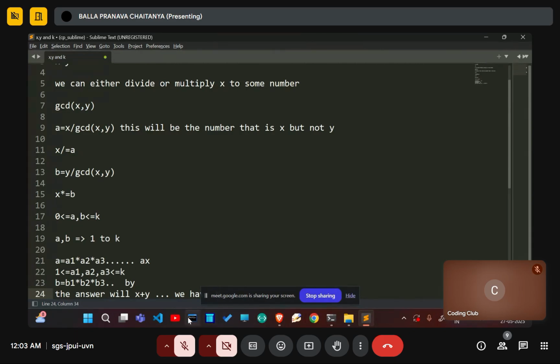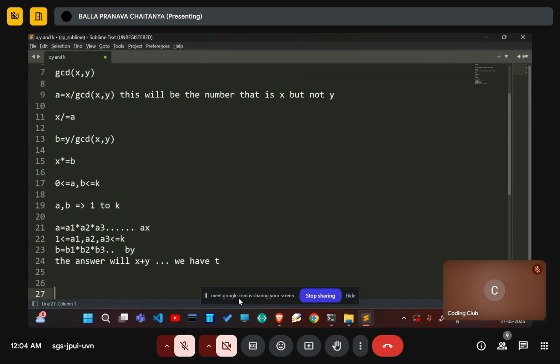Now the idea is, let's understand, we can pre-compute all the divisors of the numbers from 1 to 10 to the power 6 in n log n time. And after pre-computing the divisors, we will apply the dynamic programming idea. We can even apply the recursive dynamic programming idea to solve this.